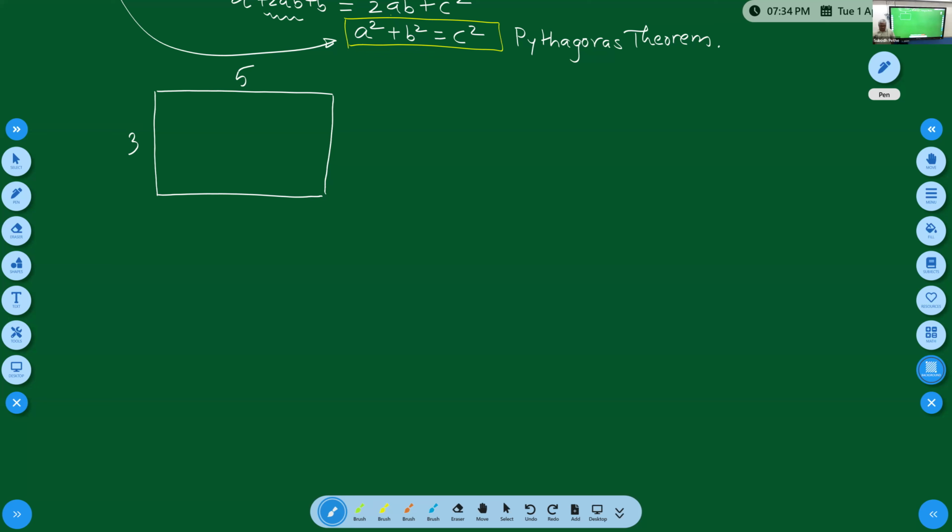And it is said that 5 into 3, 15 unit square, is the area of this rectangle. That is what is being taught to us. And now we start asking questions. Why is the area 15 units square? So maybe the answer is easy.